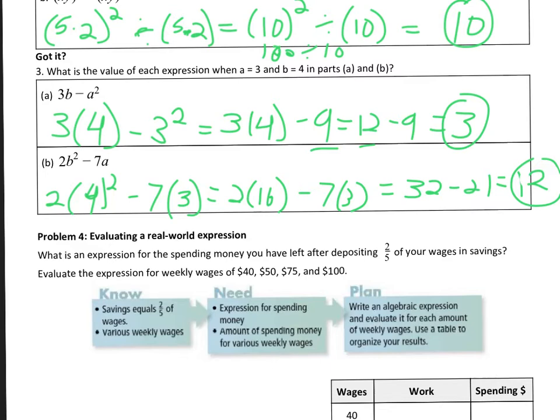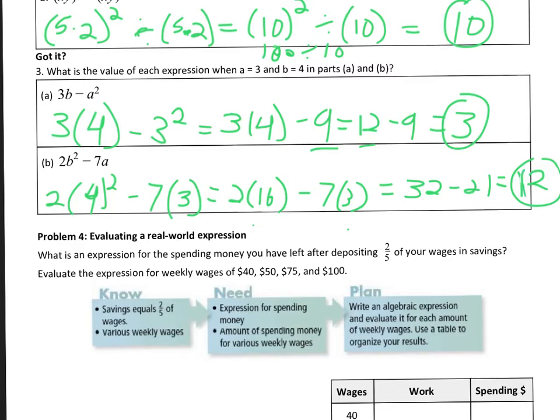Part B, b is still 4, a is still 3. 2 times 4 squared minus 7 times 3. So I did 4 squared is 16, and then I did my multiplication. 2 times 16, 7 times 3. And then I finally subtracted them to get 12.